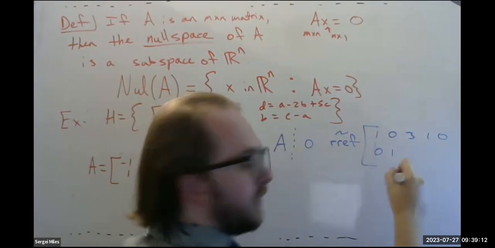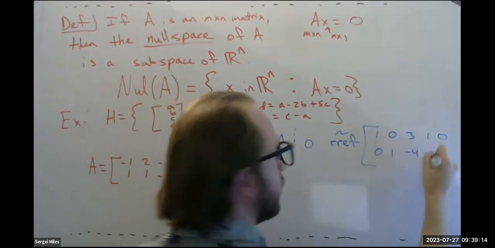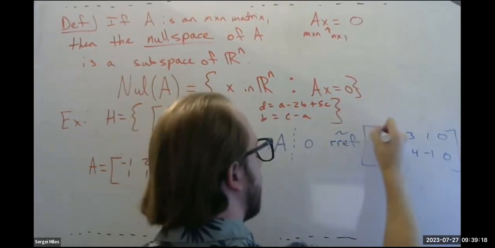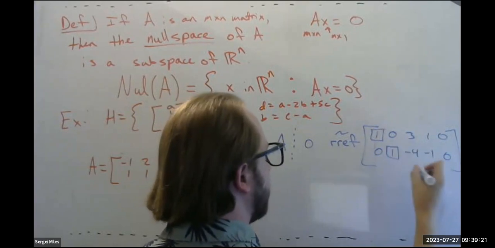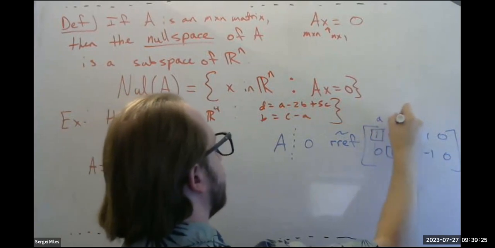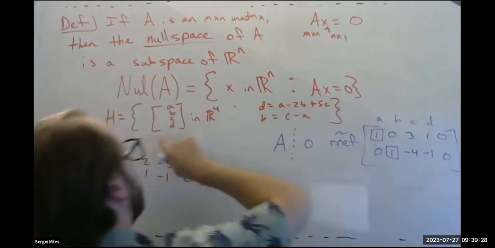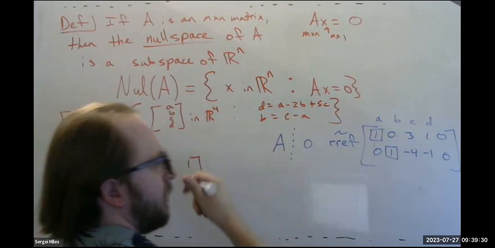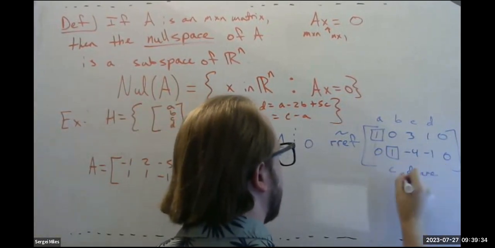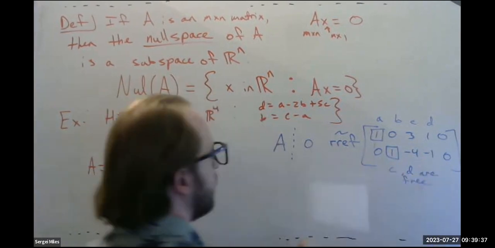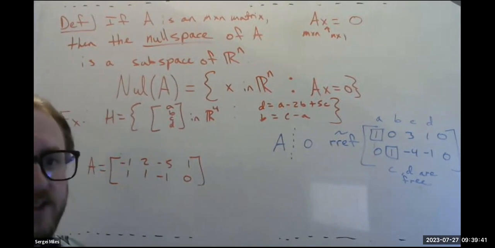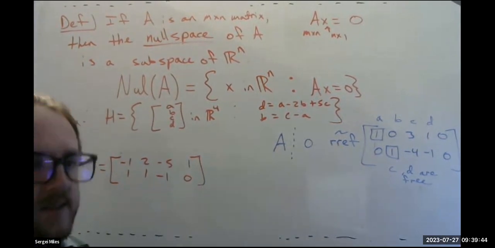0, 1, -4, -1, 0, right? And we see, okay, I got a pivot, but remember, now we're using A, B, C, D, because that's what my vector X is. And we see that C and D are free. All right. Let me make sure that's still on the screen. It is. Great.